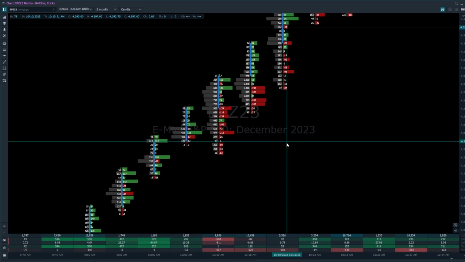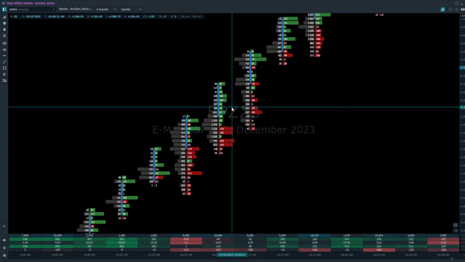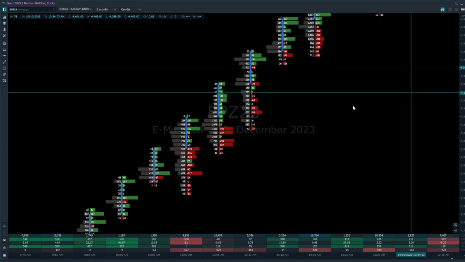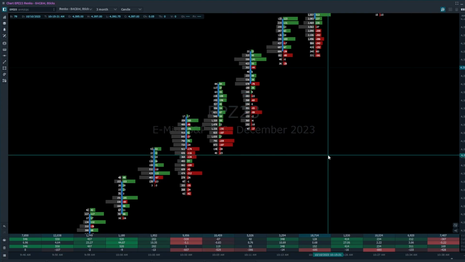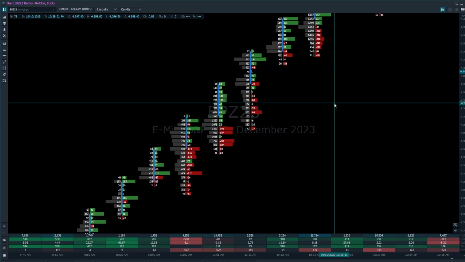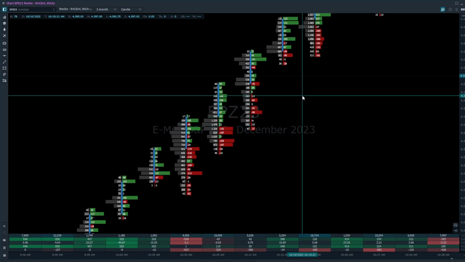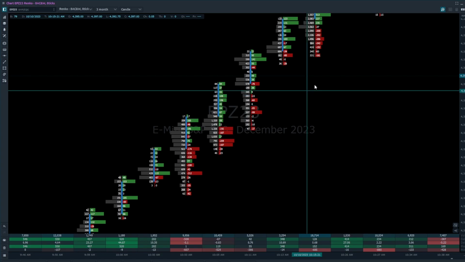Okay, so what we see here is if you try to short it, maybe you had a level here, maybe a level of resistance, maybe you had a supply zone, whatever the case was. If you continue to do that, it will probably hurt you more times than not. You really want to get some type of confirmation.